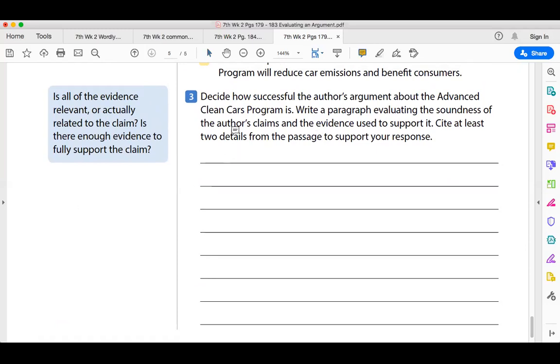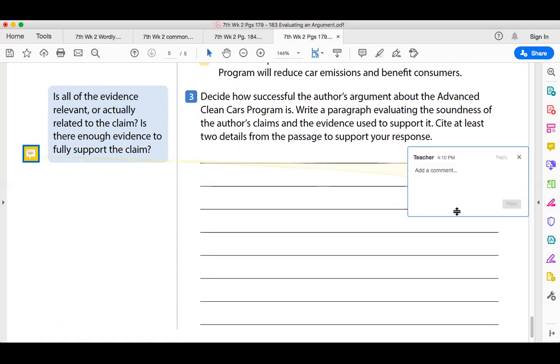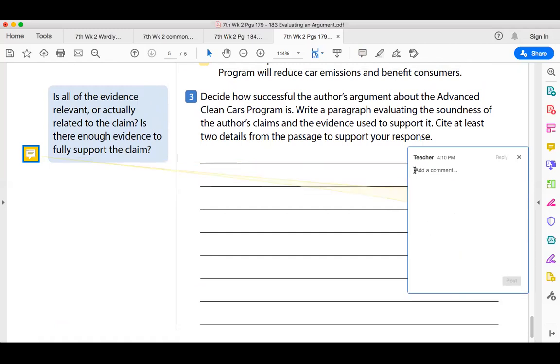So I'm going to put a text box way over here, and I can make this bigger, but if you're typing, it's going to go bigger anyway. So the first thing I want to do is talk about the author, because that's who we're talking about, the author's claims. So I'm going to restate the question.